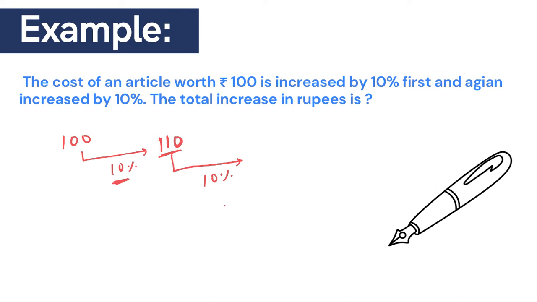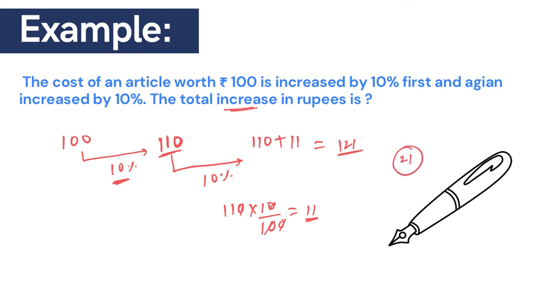So what is the 10% of 110? 10% of 110 is, cut this 0, this is 11. So this is again increased, so I can say 110 plus 11 equal to 121. So from starting 100, now the value is 121. How many rupees increased? 21. So the answer is 21 rupees.